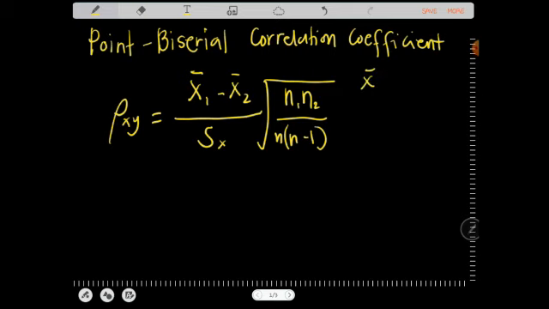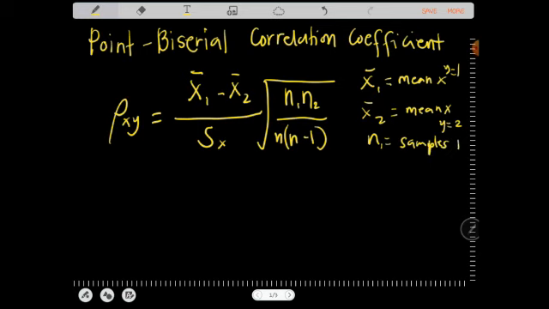X bar sub 1 is the mean of X when Y is equal to 1, or those labeled with 1. X bar sub 2 is the mean of X when Y is equal to 2, or those labeled with 2. N sub 1 is the number of samples labeled 1 in Y, and N sub 2 is the number of samples labeled 2. And S sub X is the standard deviation, or SD, of all X values.